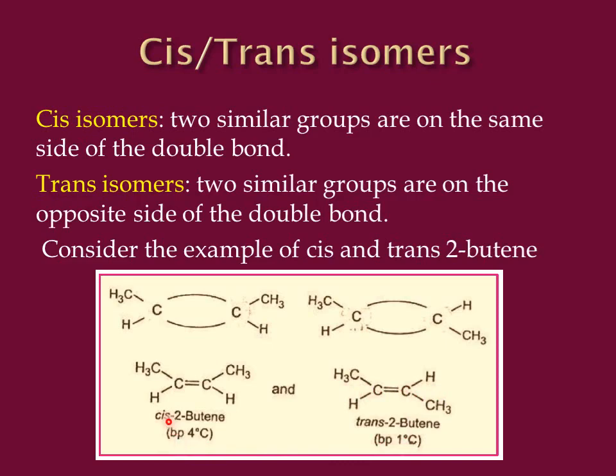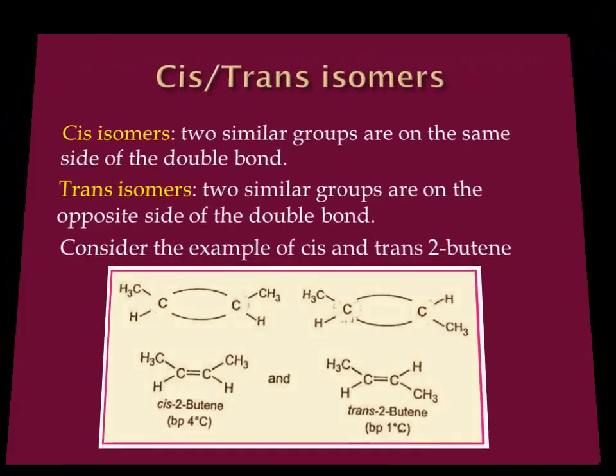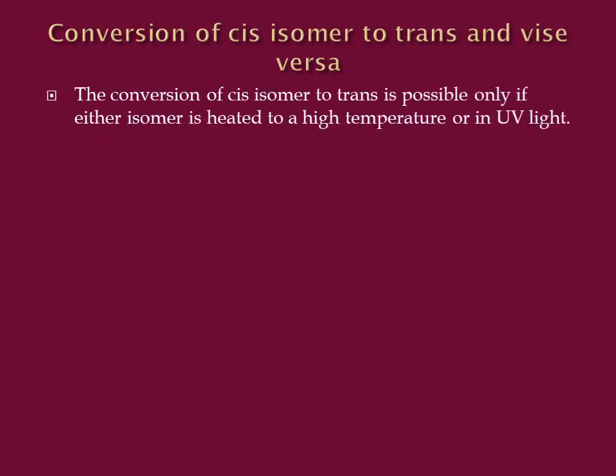Students, as we know that rotation about the double bond is restricted, so a cis isomer cannot be transformed into a trans isomer just by rotating it across the double bond. So if one wishes to convert a cis isomer into a trans isomer, what are the conditions that we have to provide? The conversion of a cis isomer into trans is possible only if either isomer is heated to a high temperature or in the presence of UV light.